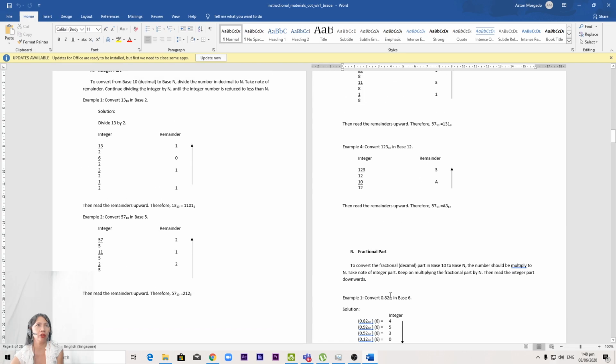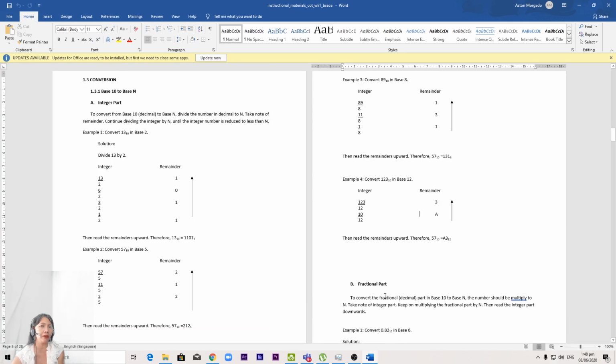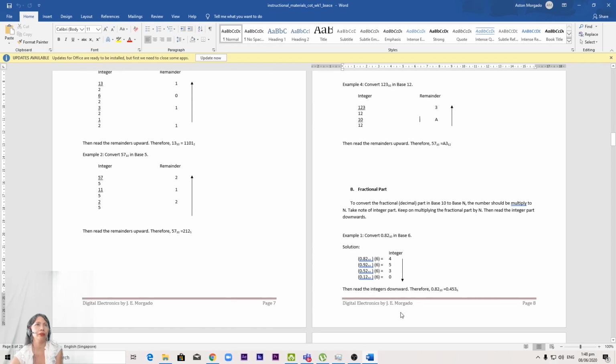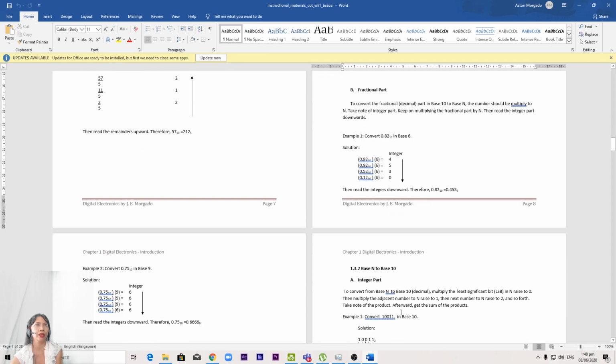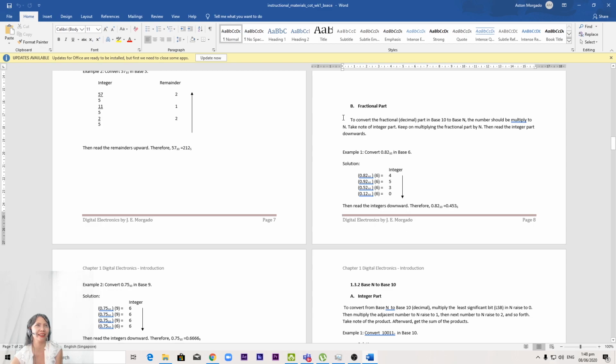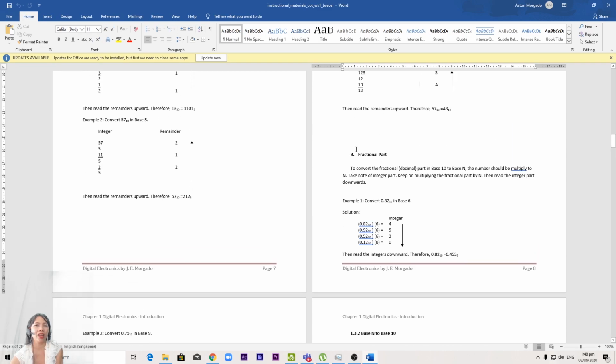I know this is already a review for you. You have this from your previous subject, computer fundamentals. So this is just a sort of review for you. Okay? So this is just a refresher. Now we're done with the integer part or the whole number part.